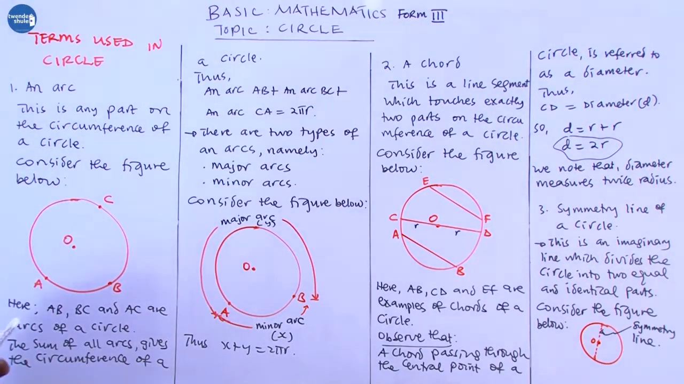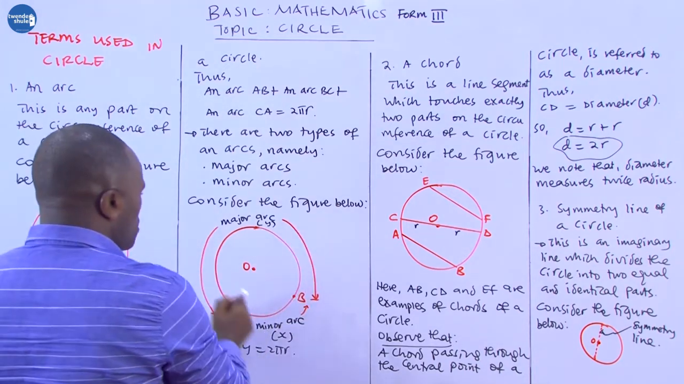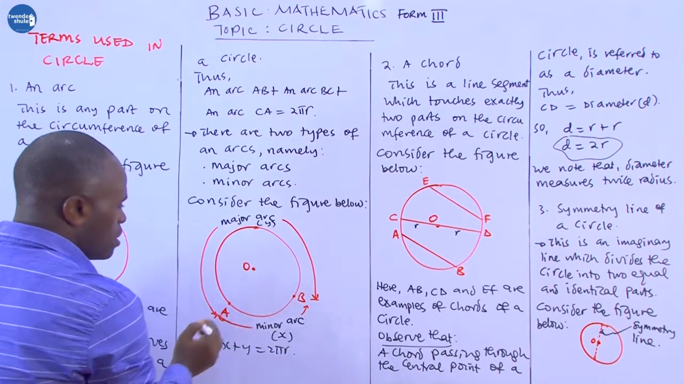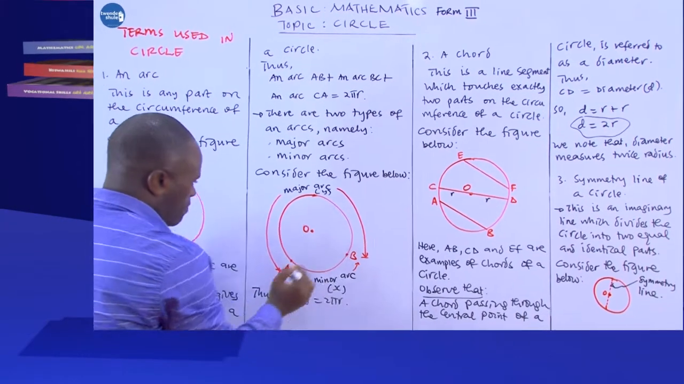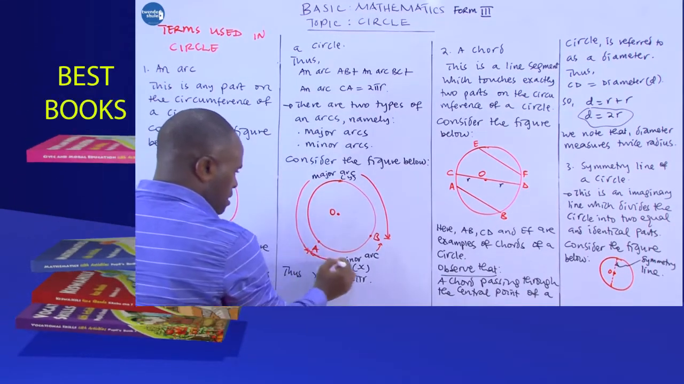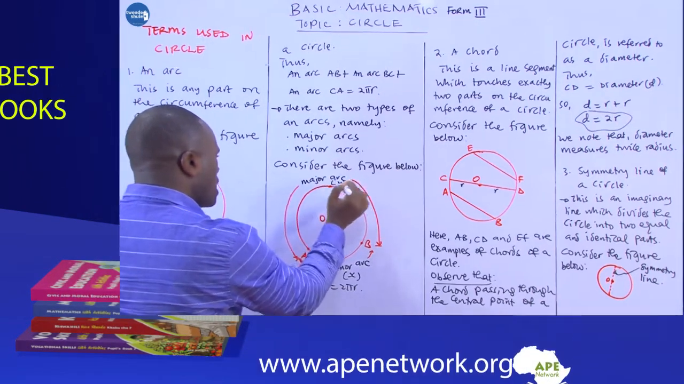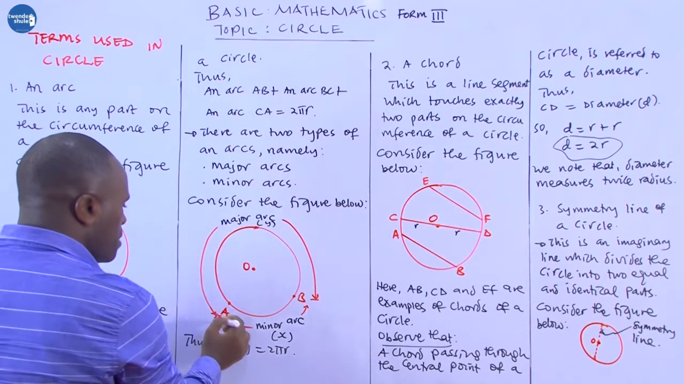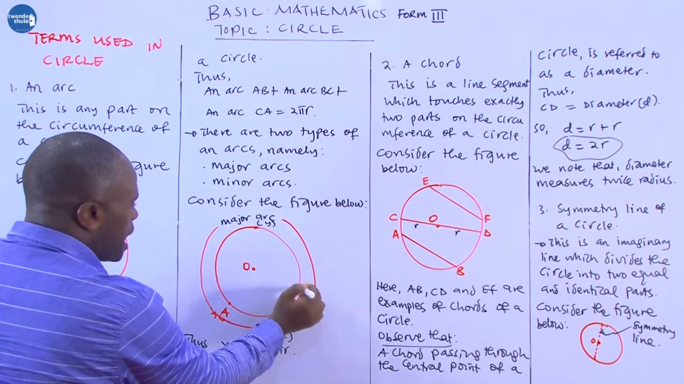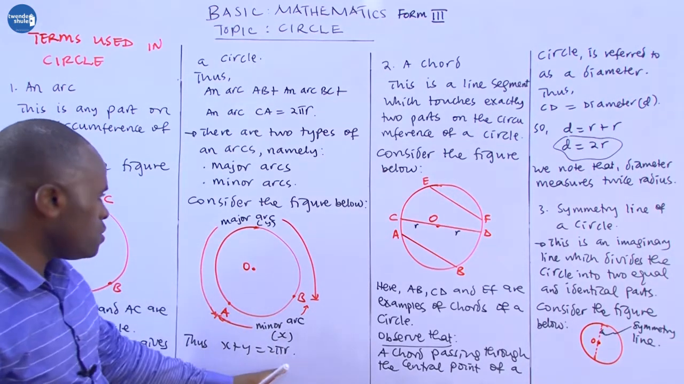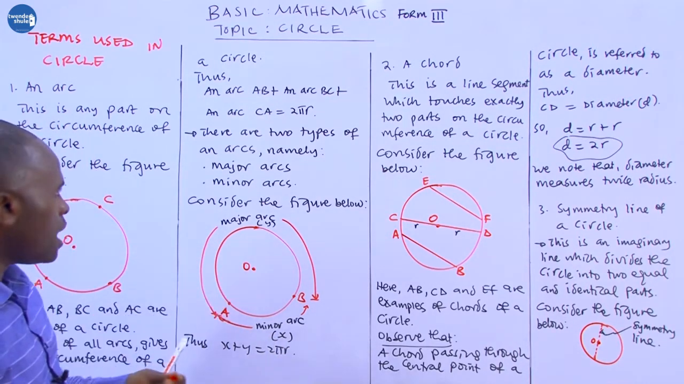So there are two types of arcs. One is referred to as the major arc and the other is the minor arc. So when you have a circle like this, we have an arc AB, this one is the minor one, compared to this, which is the larger one. So let's abbreviate the minor arc as X and the major arc as Y. When you take the minor arc plus the major arc, you must get the circumference of the entire circle, which is this. So this is very important with these types of arcs.